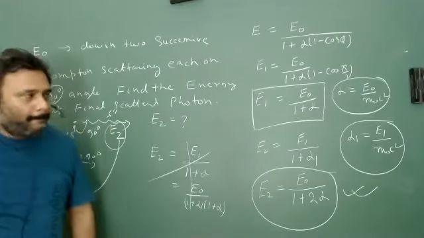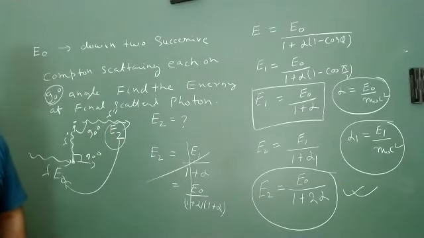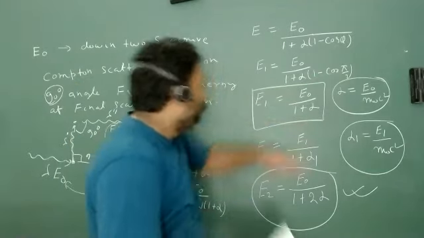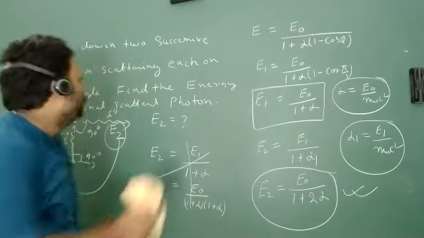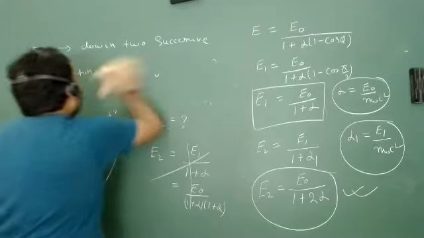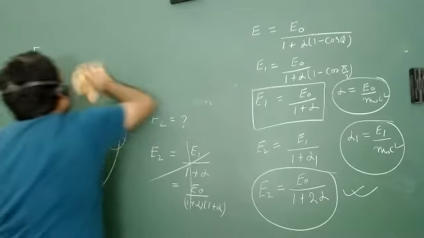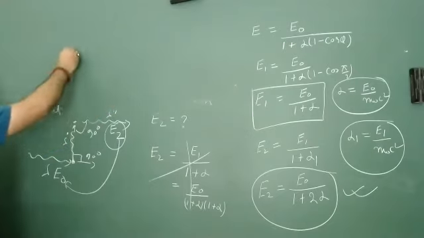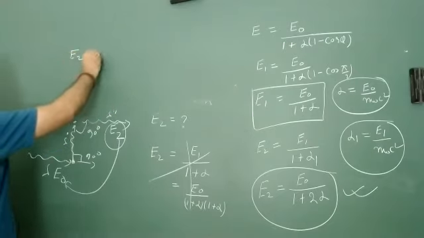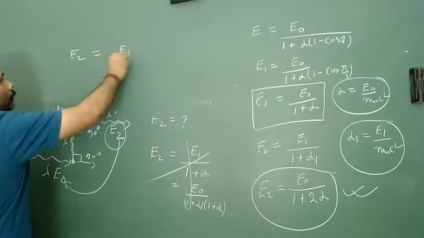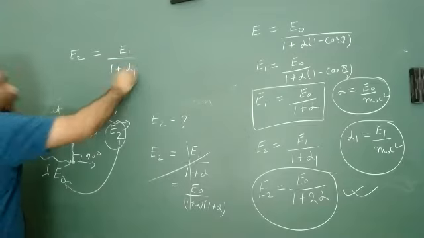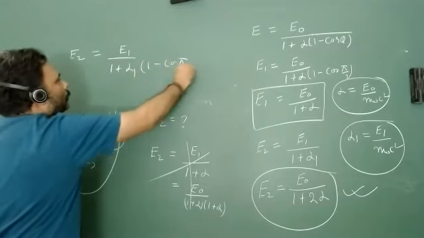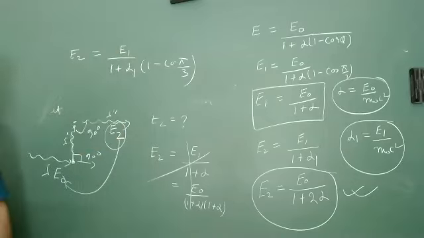Sir, if phi is not equal to 90 degrees? Then you have to put it here, and again you have to write the formula. Suppose phi will be 60 degrees. Then what will be E2? E2 will be E1 divided by 1 plus alpha 1, and this is going to change, and what will be 1 minus cos pi by 3? That's a simple thing.